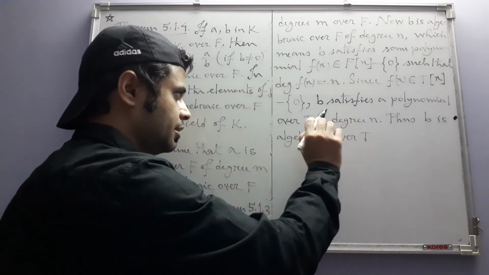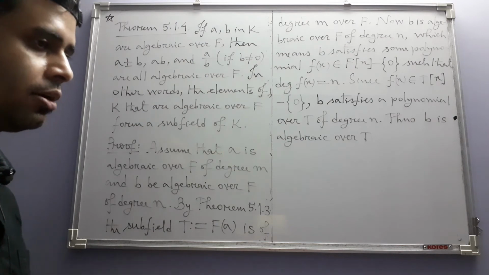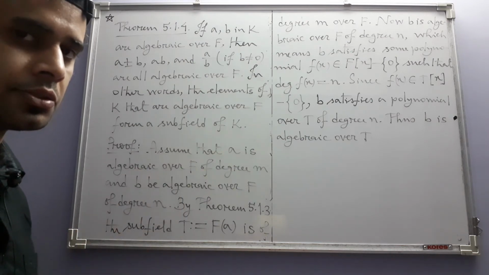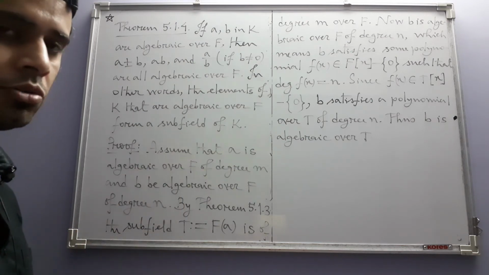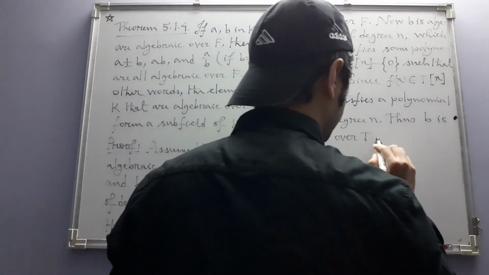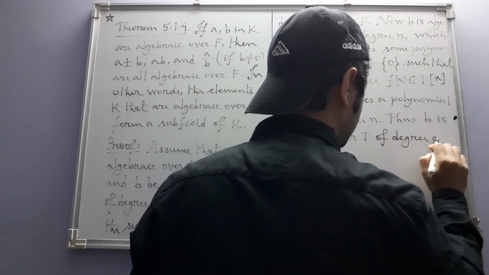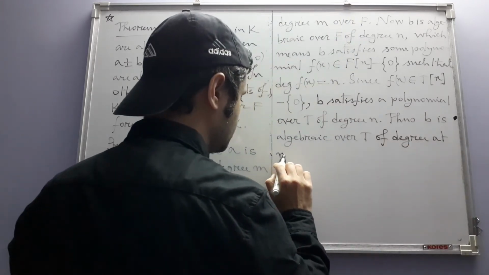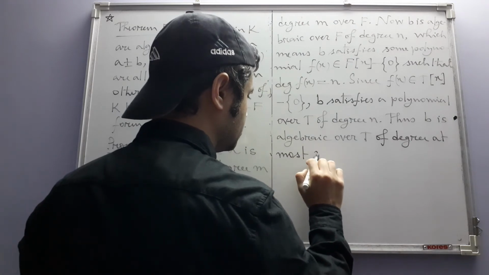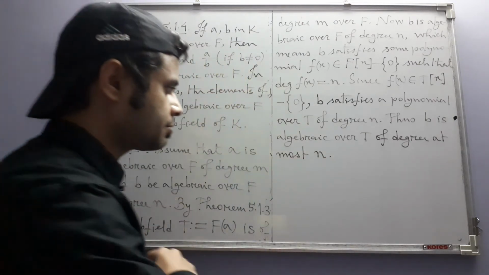But the degree of this polynomial is n. Maybe there is a lower degree polynomial that is also satisfied, or maybe this is the lowest possible degree. In any case, B is algebraic over F of degree at most n. Okay.